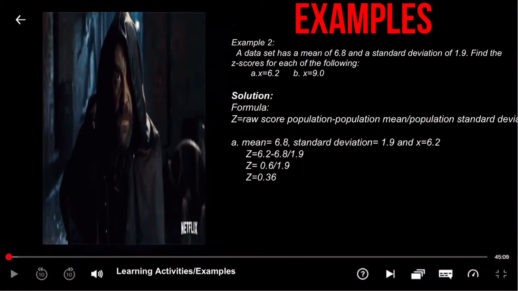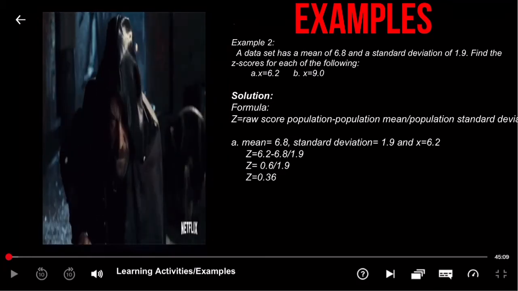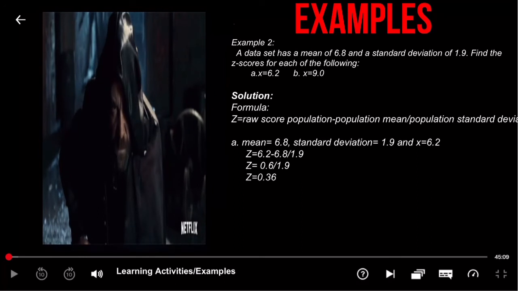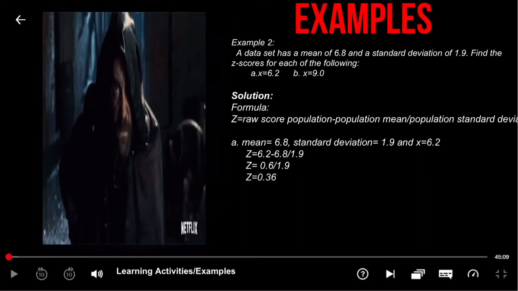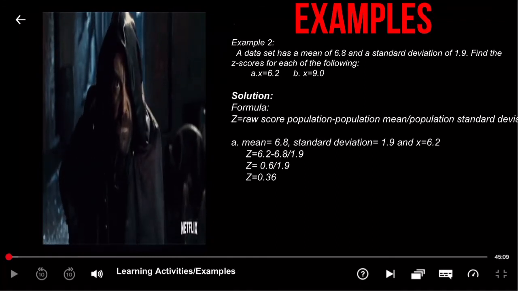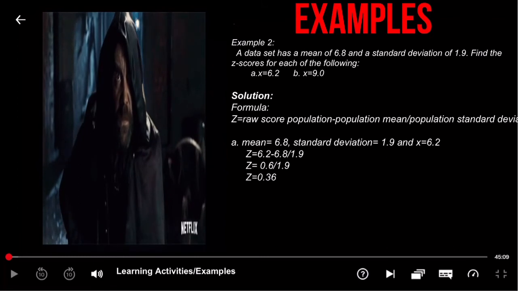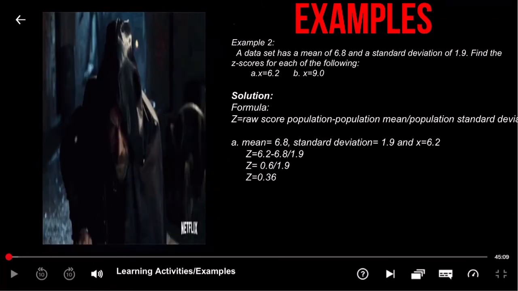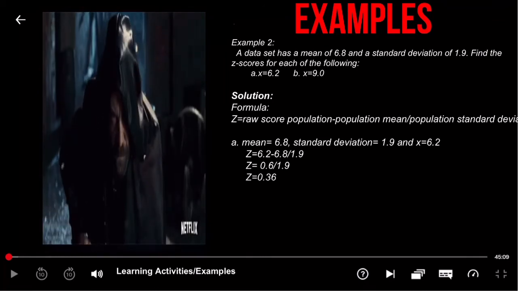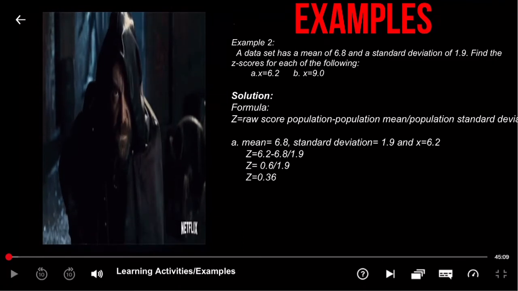So the formula that we're going to use is z is equals to raw score population minus population mean over the population standard deviation. In A, we have the mean 6.8 and the standard deviation of 1.9, and our x is 6.2. So substitute, we get z is equals to 6.2 minus 6.8 over 1.9. Z is equals to negative 0.6 over 1.9, and then z is equals to negative 0.32. Since the z-score is negative, the score of 6.2 is below the mean.